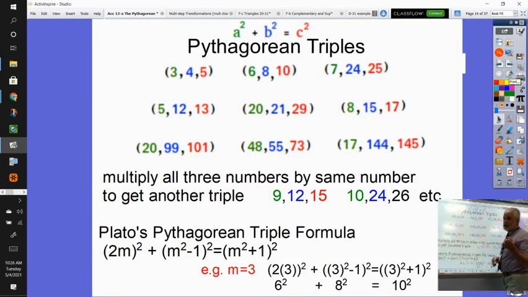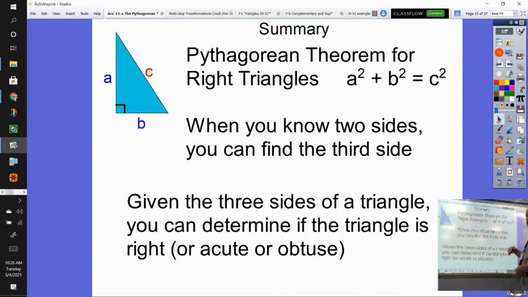Now, one thing that can help you tell if it's a right triangle or not is something called Pythagorean triples, which we'll talk about in the next class maybe. Pythagorean triples are 3 whole numbers that make the Pythagorean theorem true.